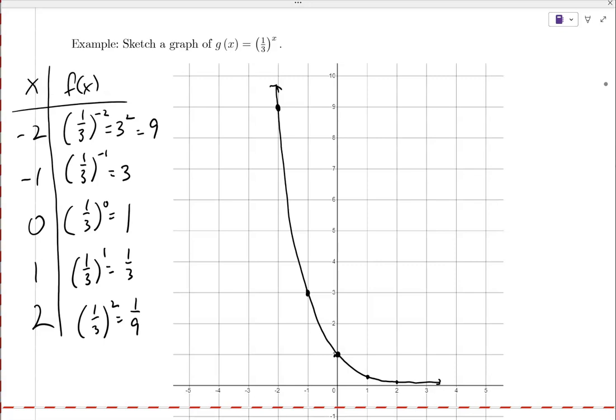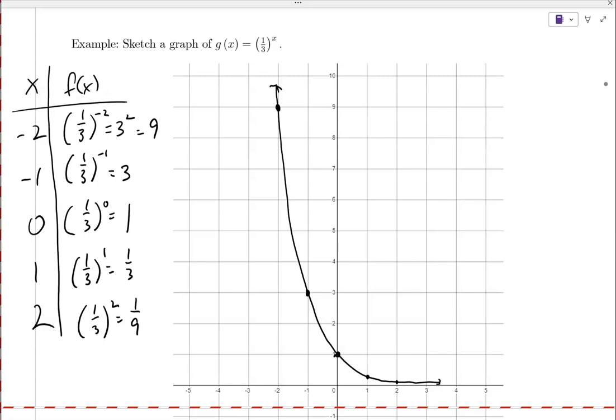Again, we're going to collect some properties. Notice in this case, we didn't go up to the right. We're going down to the right, right? But there are some other similar properties. Still have a horizontal asymptote of y = 0, the x-axis. Still crosses the y-axis at 1. Still has a y-intercept of 1.